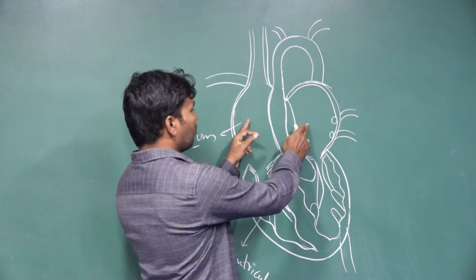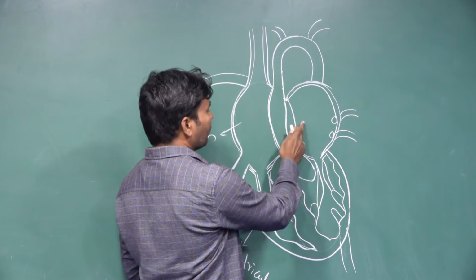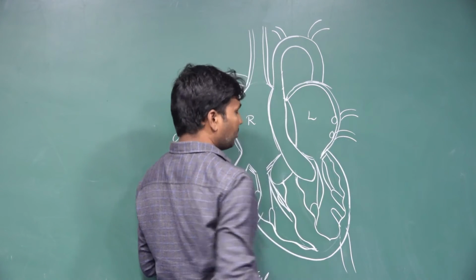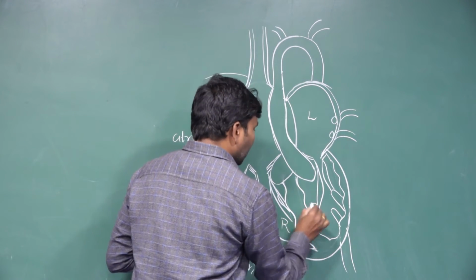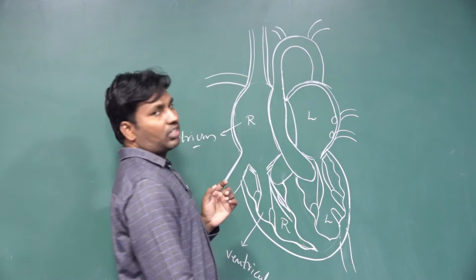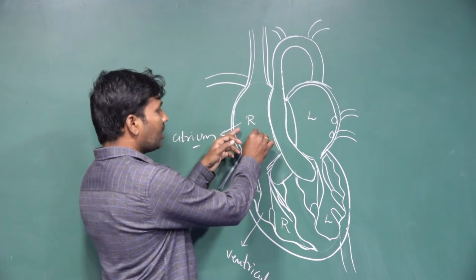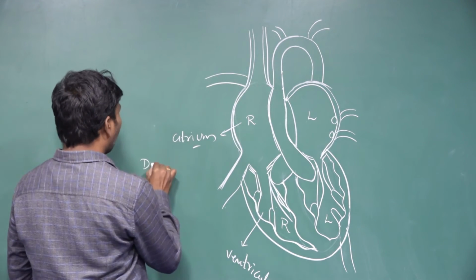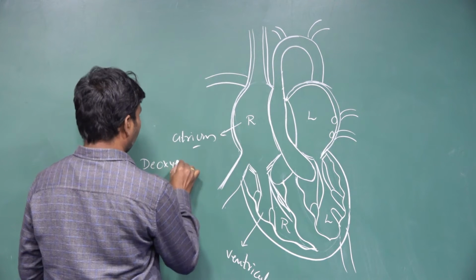So the upper two chambers are atrial chambers: the right atrium and the left atrium. Then the right ventricular chamber and the left ventricular chamber. The right side of the heart receives the deoxygenated blood.